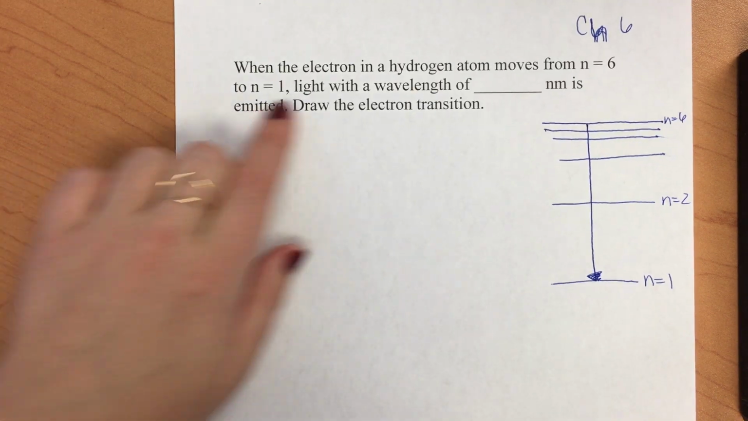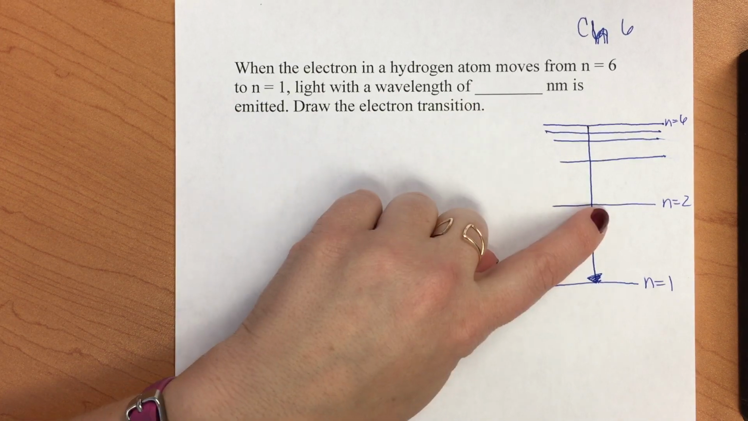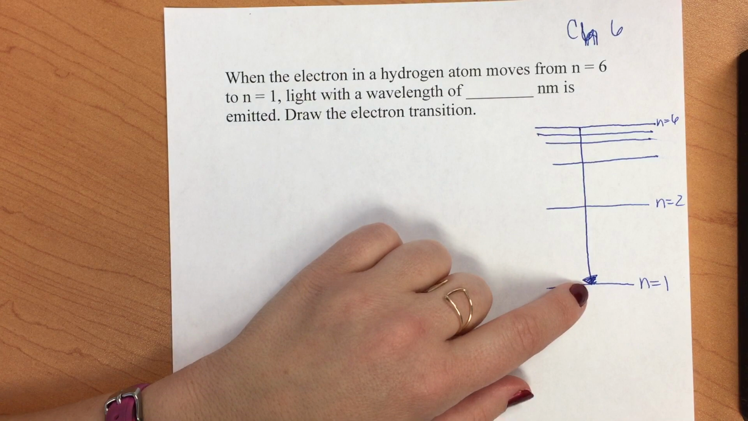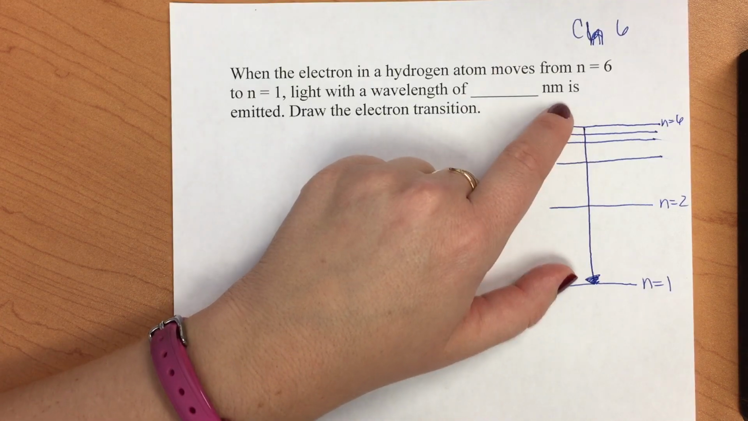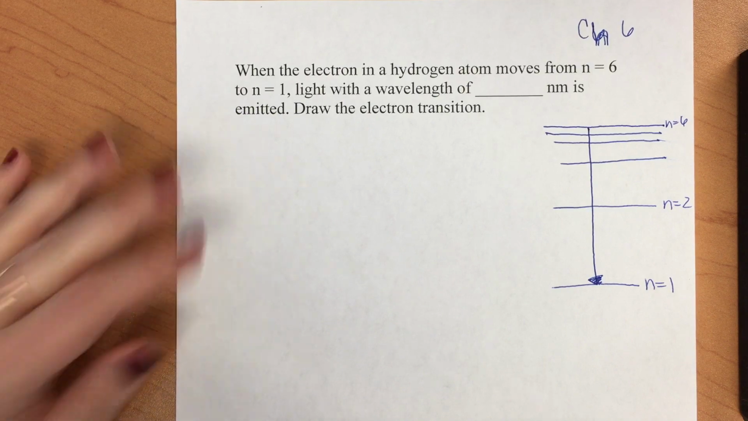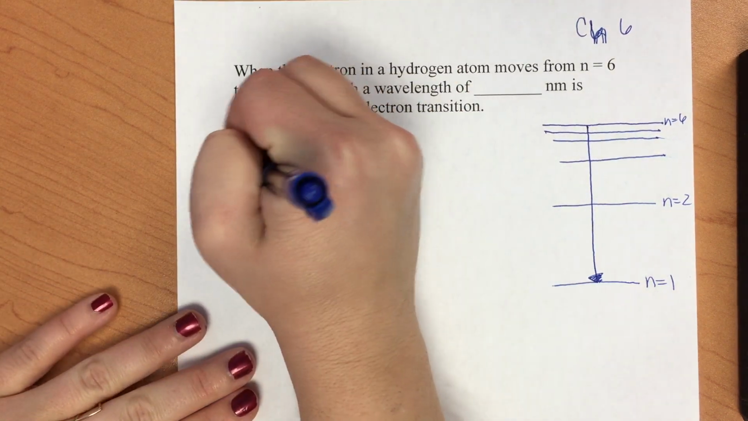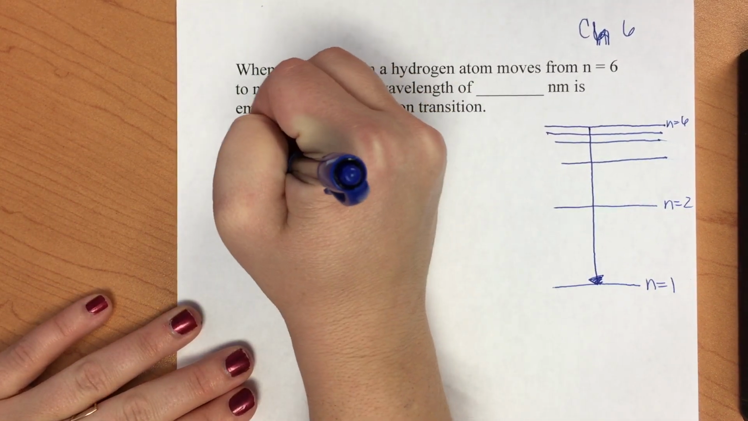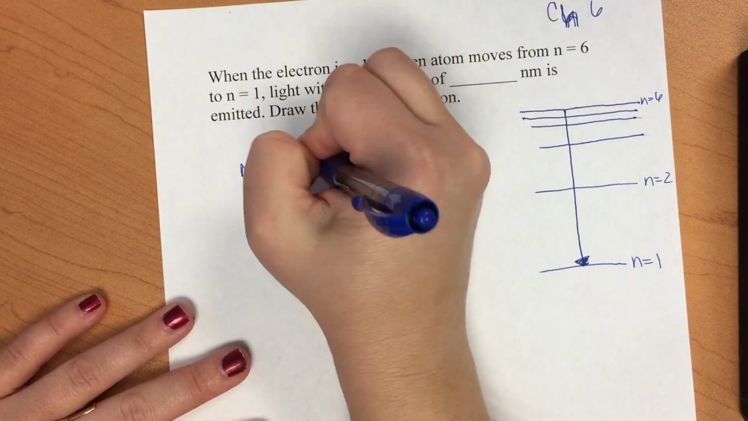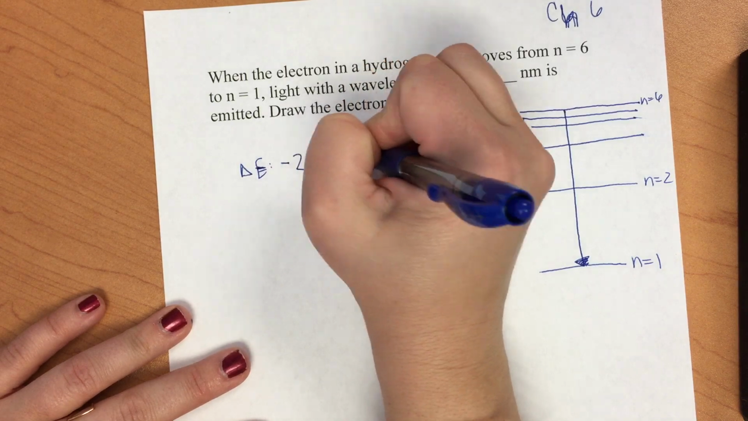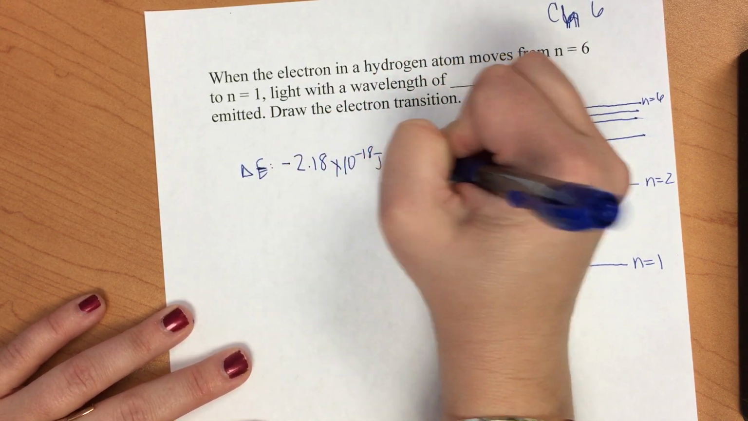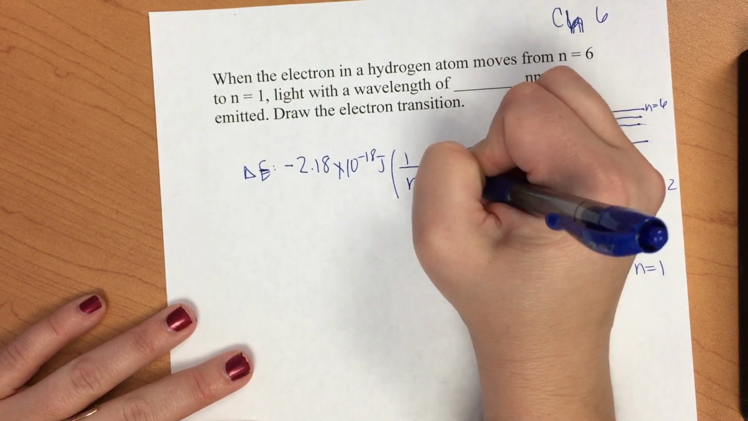So the next part asks us to calculate the wavelength of light. And so we need to be able to manipulate some of these equations. But we know that we can calculate the change in energy between these two, and we're pretty sure that that's going to be related to the energy of the photon of light. Okay, so delta E between these two is going to be negative 2.18 times 10 to the negative 18 joules, 1 over nf squared minus 1 over ni squared.